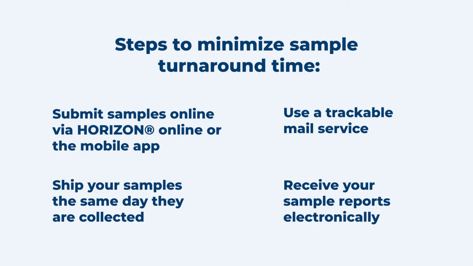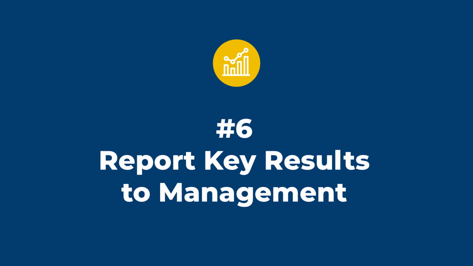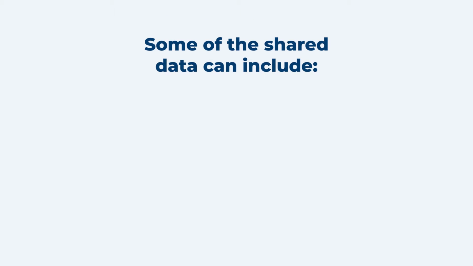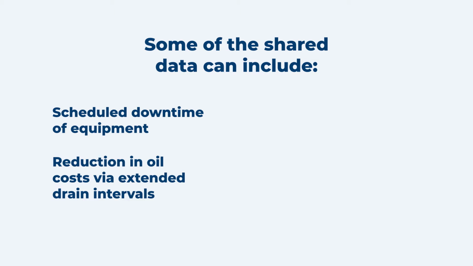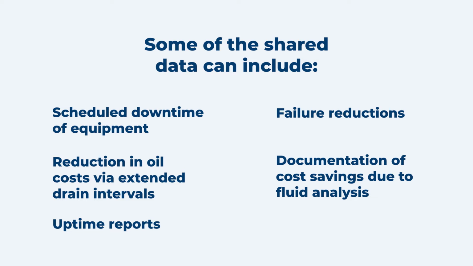Receiving your sample reports electronically via email or through the Horizon data management system instead of mailed reports means you get results faster and can take action sooner. When reviewing your most critical information, consider what management needs to know most and share the results with them. The size of your operation and your goals and resources will dictate the best and most efficient metrics to share information with management. Some of the shared data can include scheduled downtime of equipment, reduction in oil costs via extended drain intervals, uptime reports, failure reductions, and documentation of cost savings due to fluid analysis.